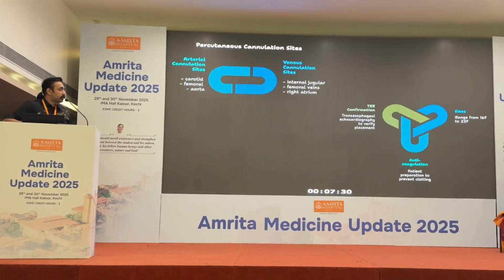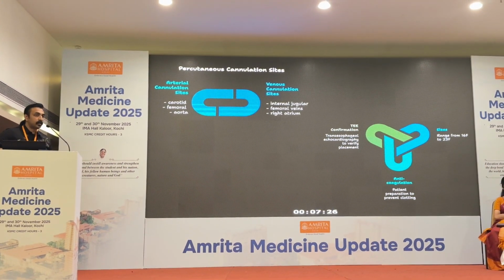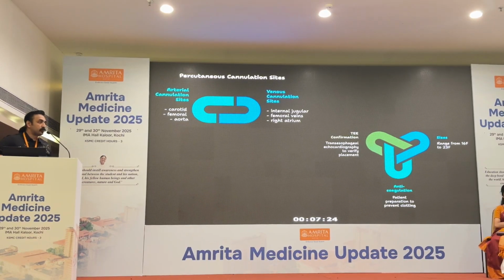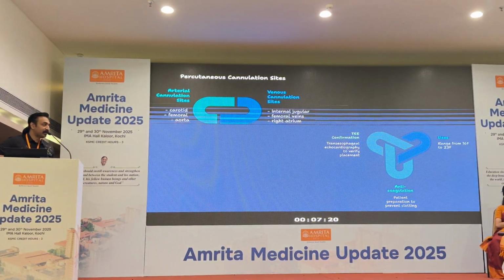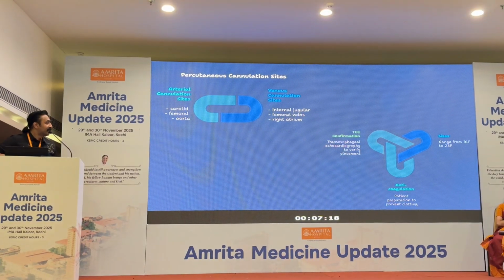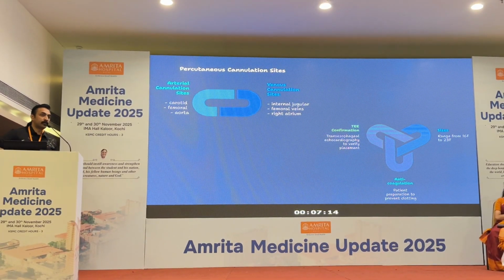And sizes, the usual cannulas range from 16 French to 23 French, and theoretically we need TE to confirm the exact position, but at times we wait for the X-ray to come and then correct the cannula tips. And also all these patients usually need to be on anticoagulation for preventing the clotting.